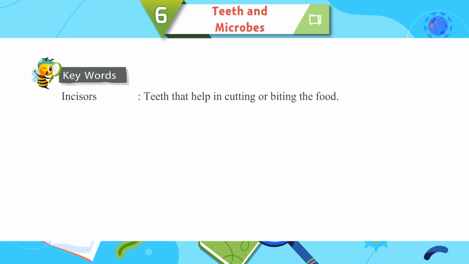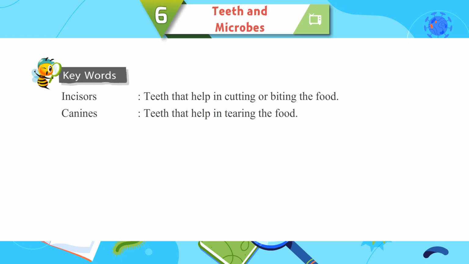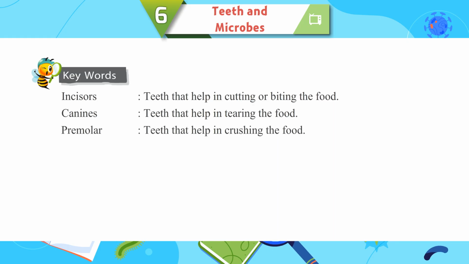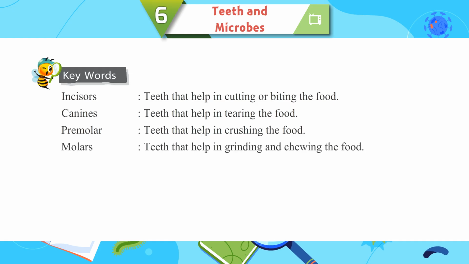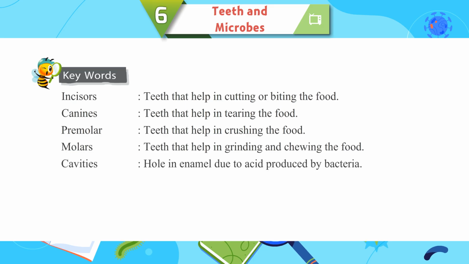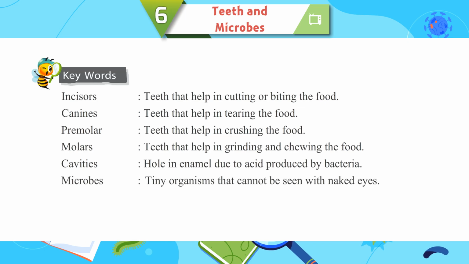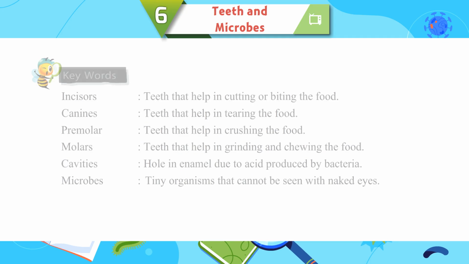Keywords. Incisors: teeth that help in cutting or biting the food. Canines: teeth that help in tearing the food. Premolar: teeth that help in crushing the food. Molar: teeth that help in grinding and chewing the food. Cavities: holes in enamel due to acid produced by bacteria. Microbes: tiny organisms that cannot be seen with naked eyes.